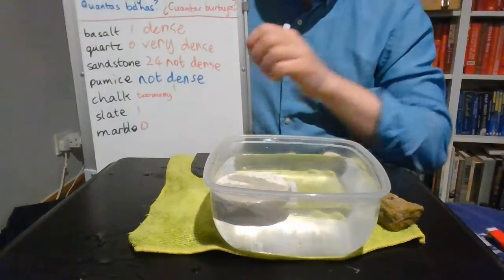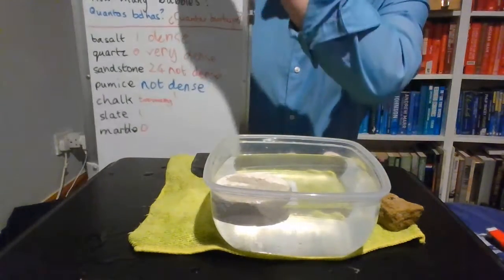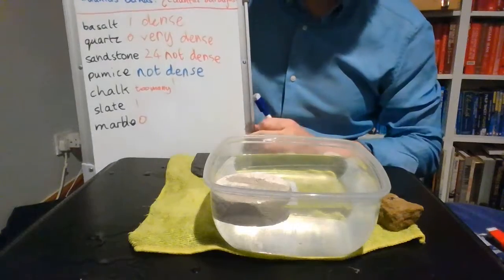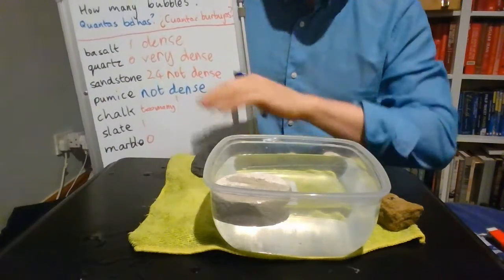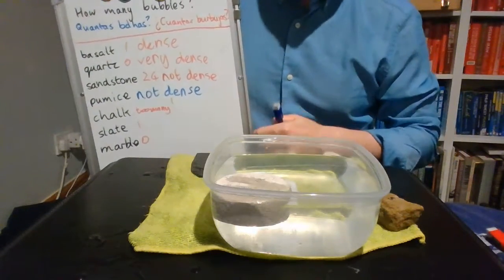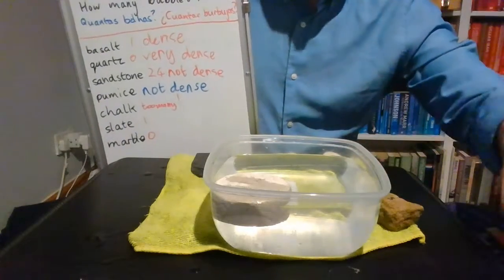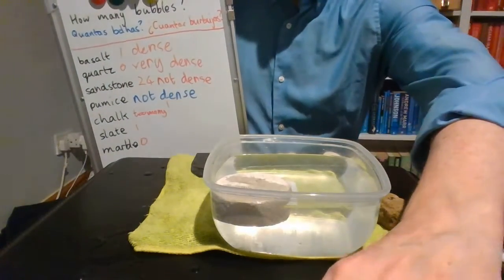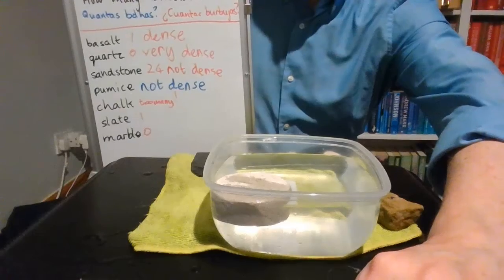Right, if you need to watch this video again to check the results as you record them on the sheet, feel free to do so. Again, we're looking for which rocks were dense, very dense, not very dense, and not dense at all. Okay, and then I'm going to be back for the next one about how strong these rocks are.